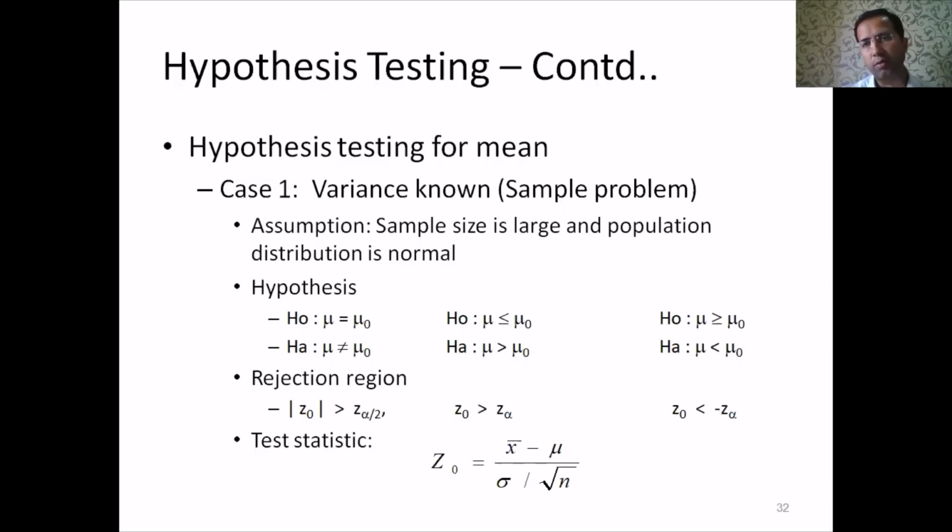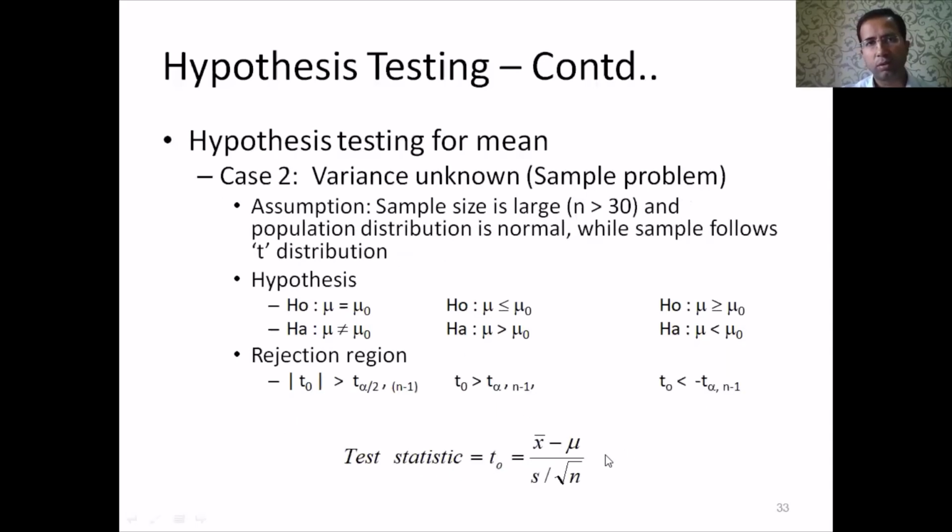Similarly, for the alternate hypothesis for the second one, you say mu is greater than 5, and the opposite of that would be less than or equal to 5. And then we calculate the test statistic since the variance is already known, and we are taking the sampling distribution to be a normal distribution.